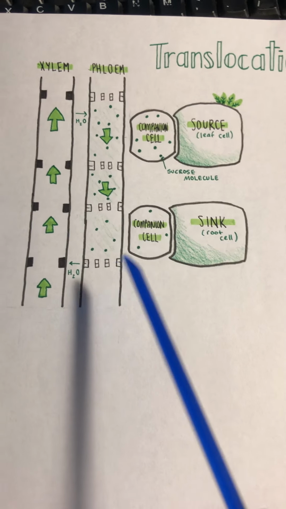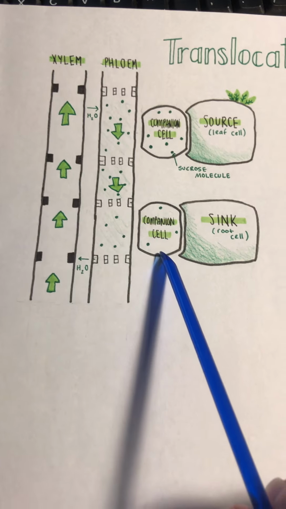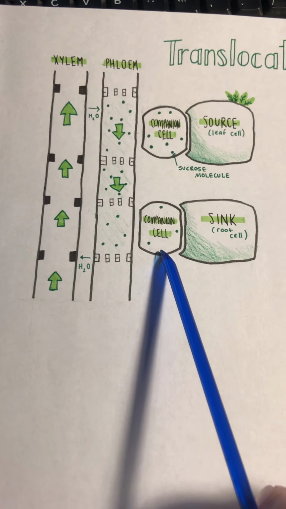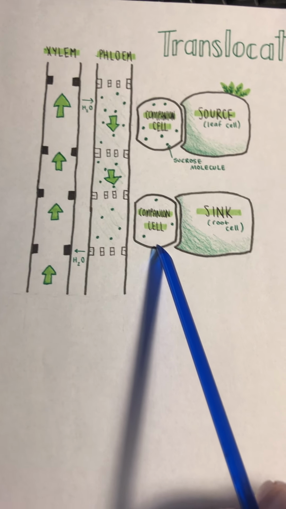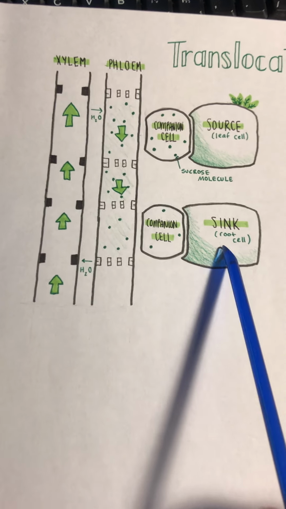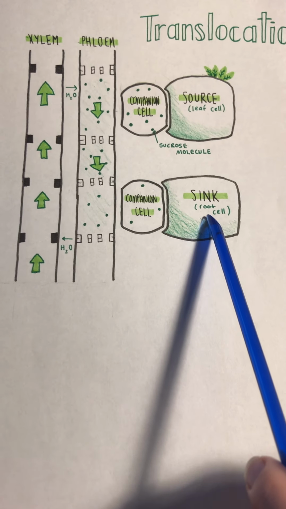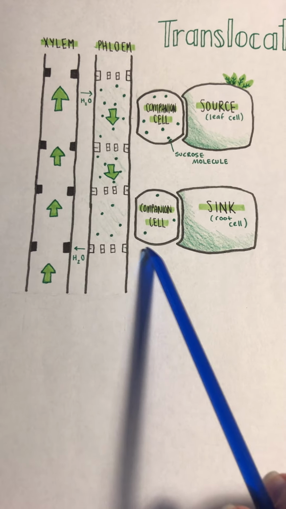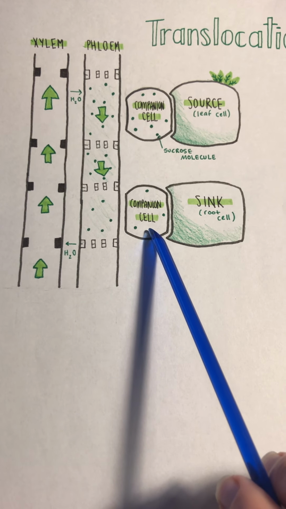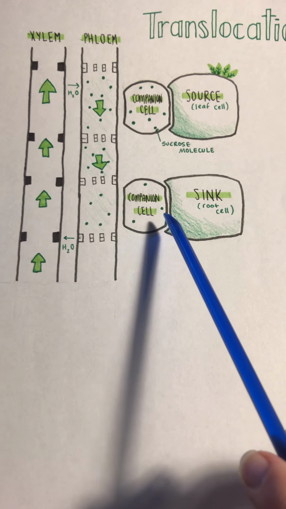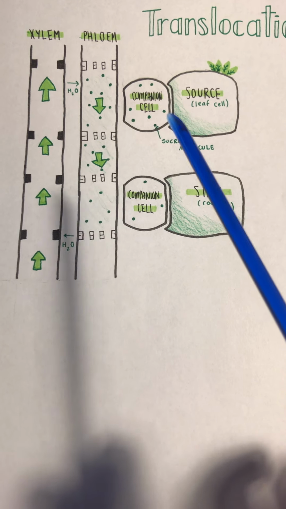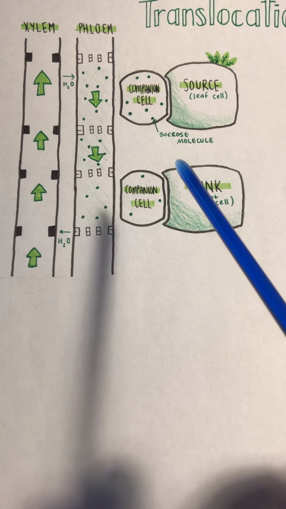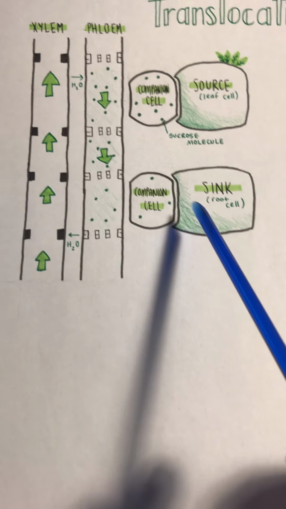Phloem unloading. At the sink, the companion cells unload sugars from the phloem and into the sink. This can be active or passive depending on the concentration of the sap and the sugars.